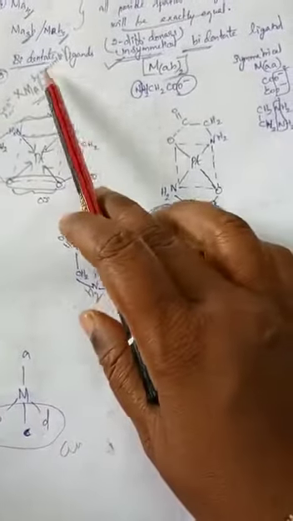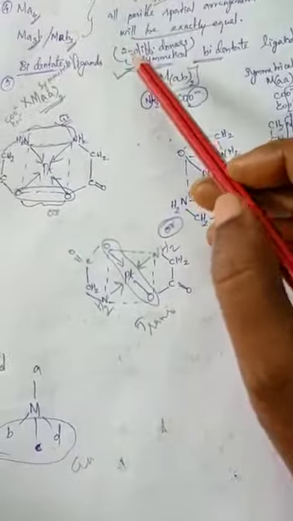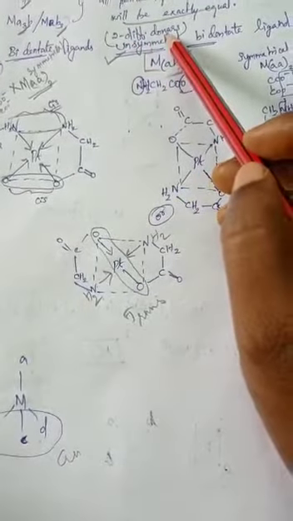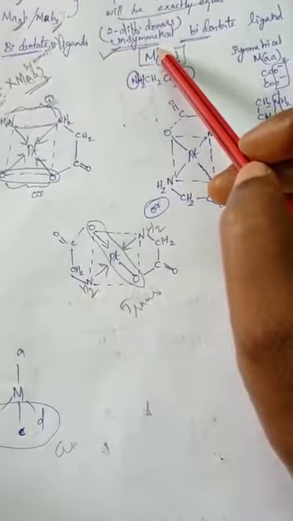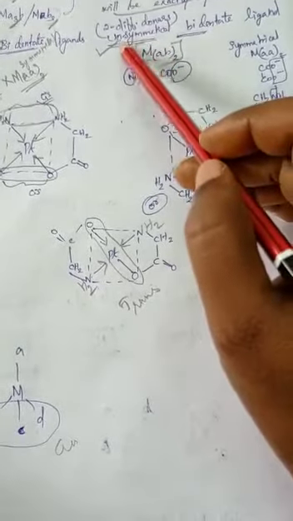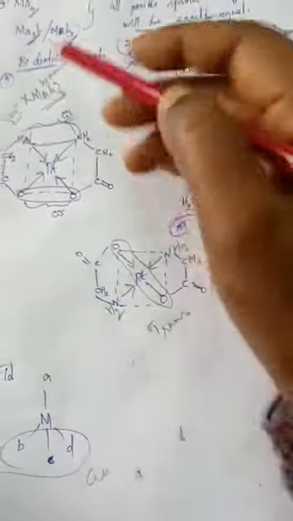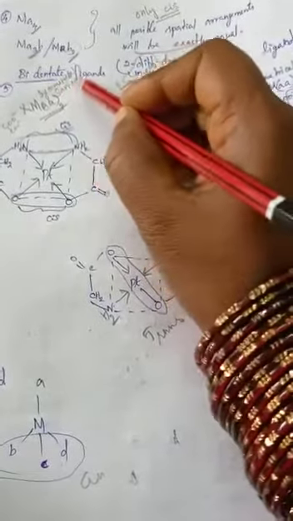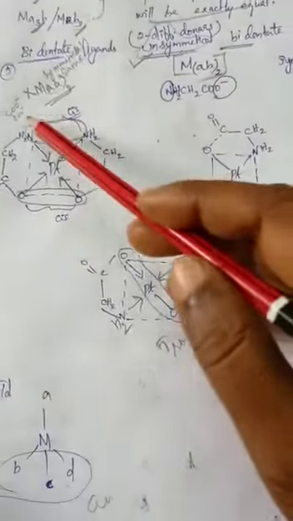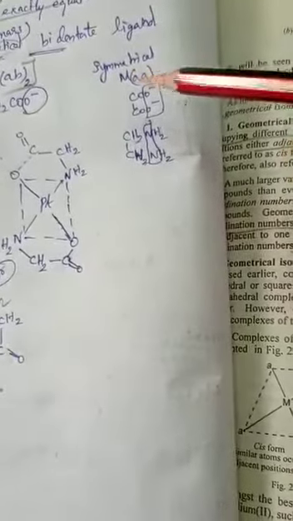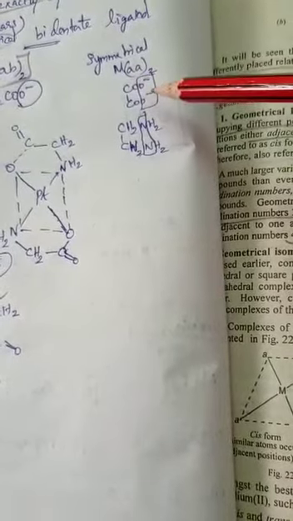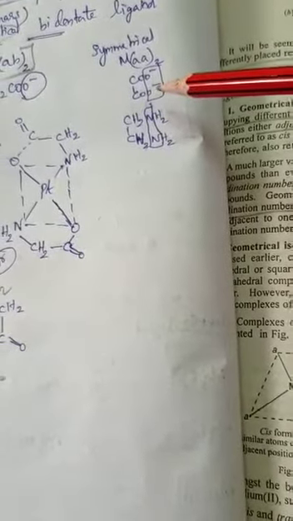And in the case of bidentate ligands, if two different donor atoms are present, it comes under unsymmetrical bidentate. Unsymmetrical means different, and symmetrical means same. Same means the donor atoms will be the same. For example, in oxalate, oxygen is the donor atom. Two oxygen atoms are the donor atoms. See here, MAA twice. In the case of oxalate, 2 oxygen atoms are the donor atoms.